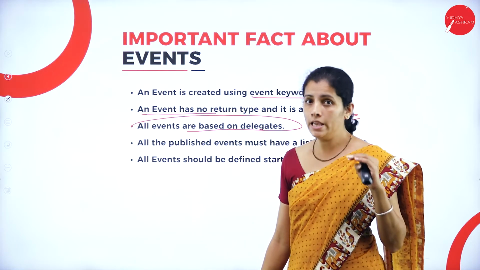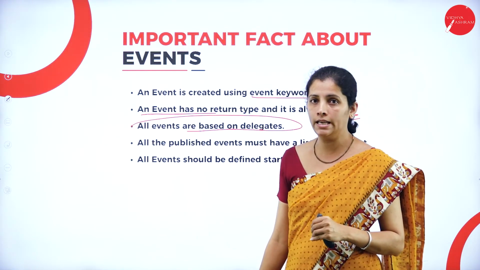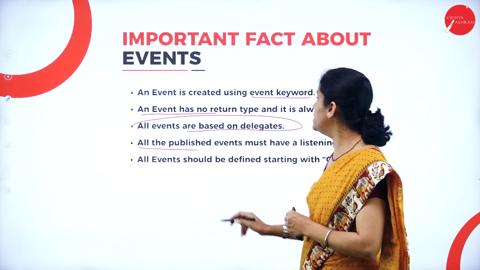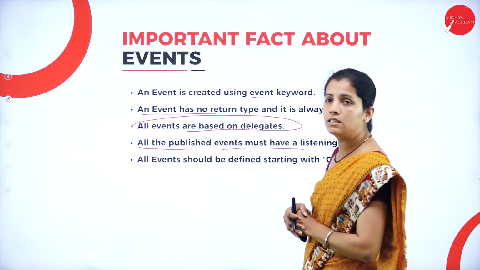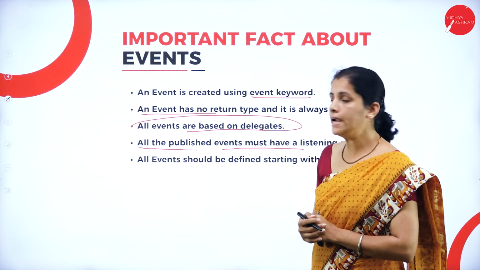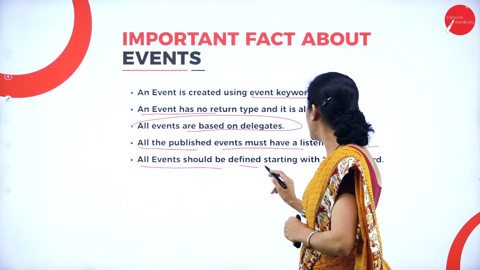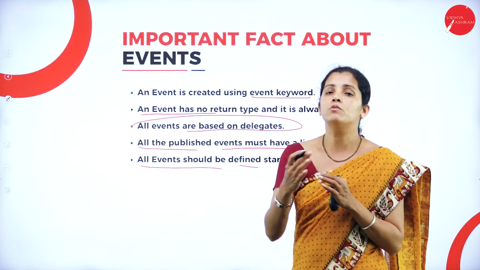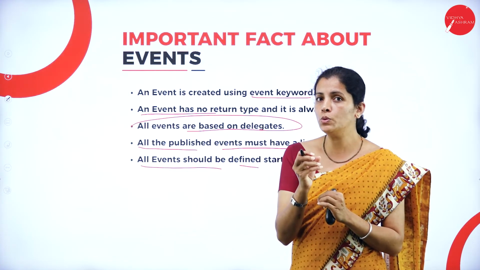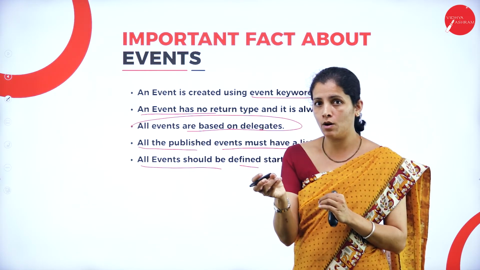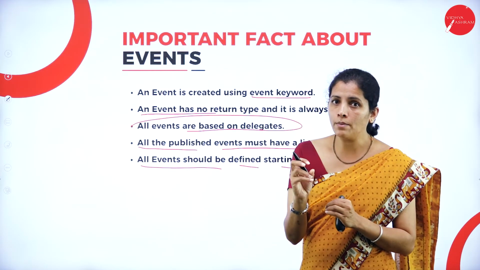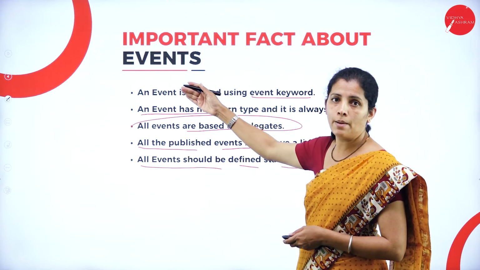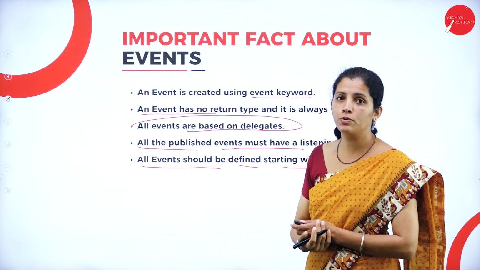To handle the events properly, we are going to use delegates. The job of the delegate is to handle the events. All the published events must have listening objects, and all events should be defined starting with the on keyword. That means whatever event I'm going to create, such as on mouse click, on key press, whatever event I'm going to define, I must use the on keyword. So this is the way I can create events in my C# programming.